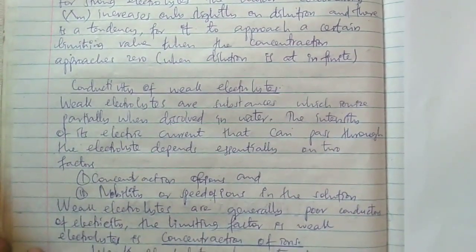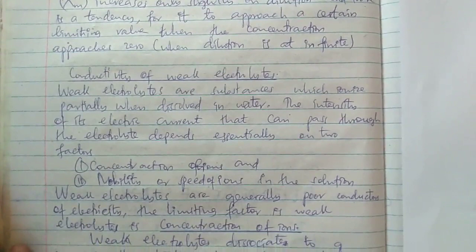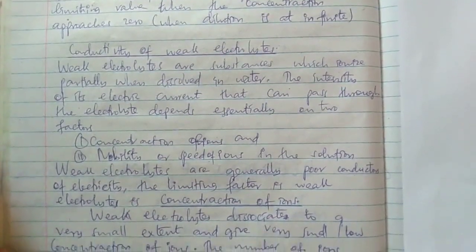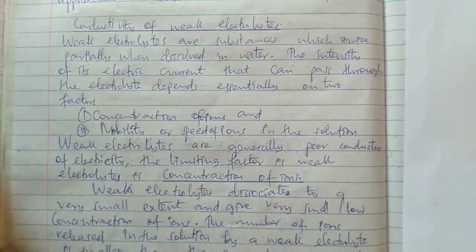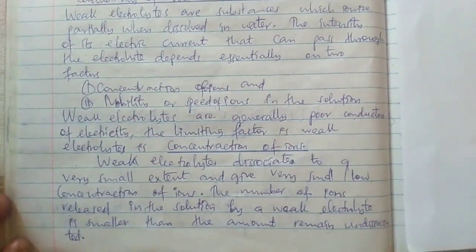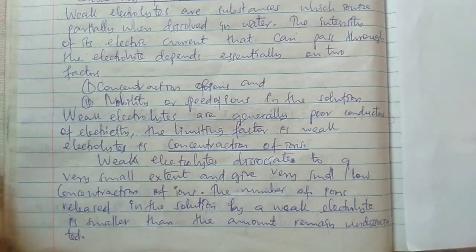The intensity of the electric current that can pass through the electrolyte depends essentially on two factors. First is the concentration of ions, and second is the mobility or speed of ions in the solution. Weak electrolytes are generally poor conductors of electricity. Why? It's because there are few ions dissociated into the solution. So the limiting factor in a weak electrolyte is the concentration of ions.